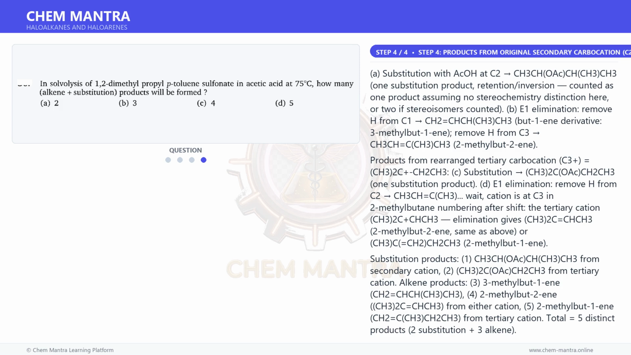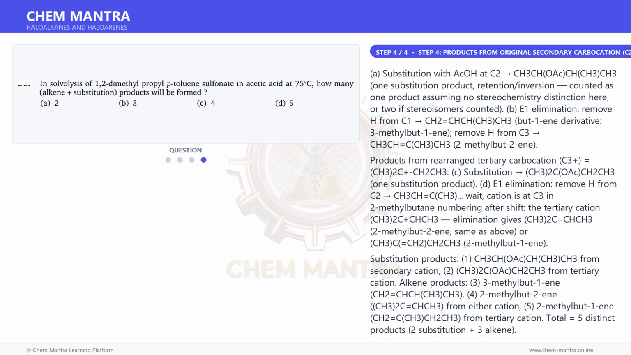A. Substitution with AcOH at C2 gives CH3CH(OAc)CH(CH3)CH3, 1 substitution product, with retention and inversion counted as 1 product, assuming no stereochemistry distinction here, or 2 if stereoisomers are counted. B. E1 elimination: remove H from C1, CH2=CHCH(CH3)CH3, 3-methylbut-1-ene. Remove H from C3, CH3CH=C(CH3)CH3, 2-methylbut-2-ene.